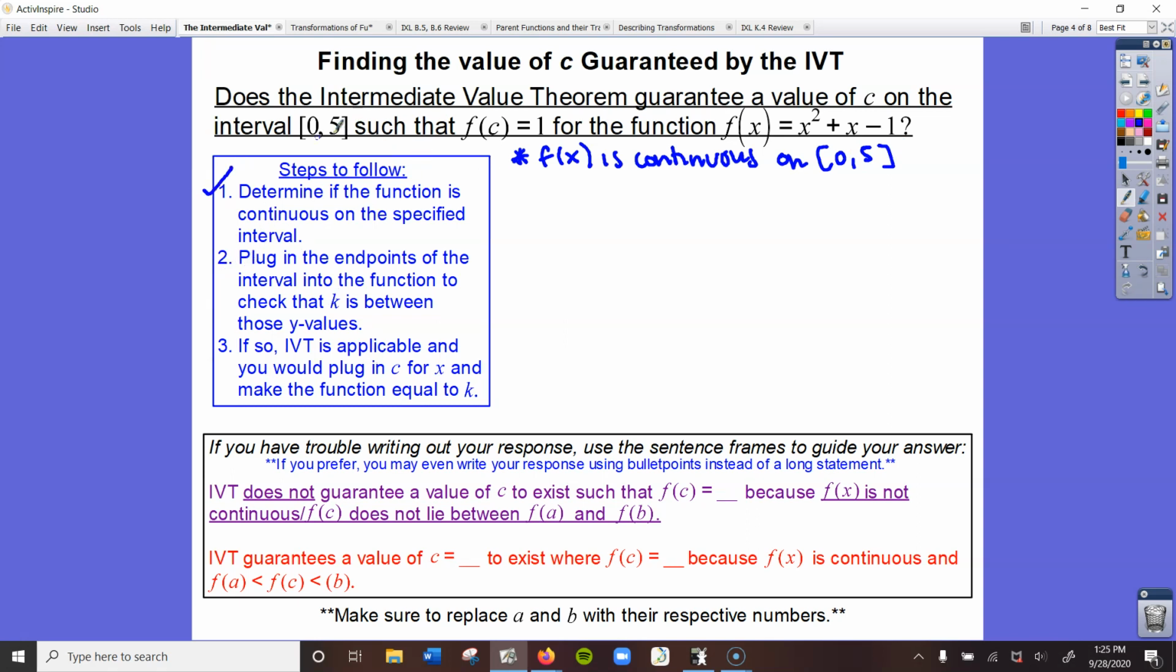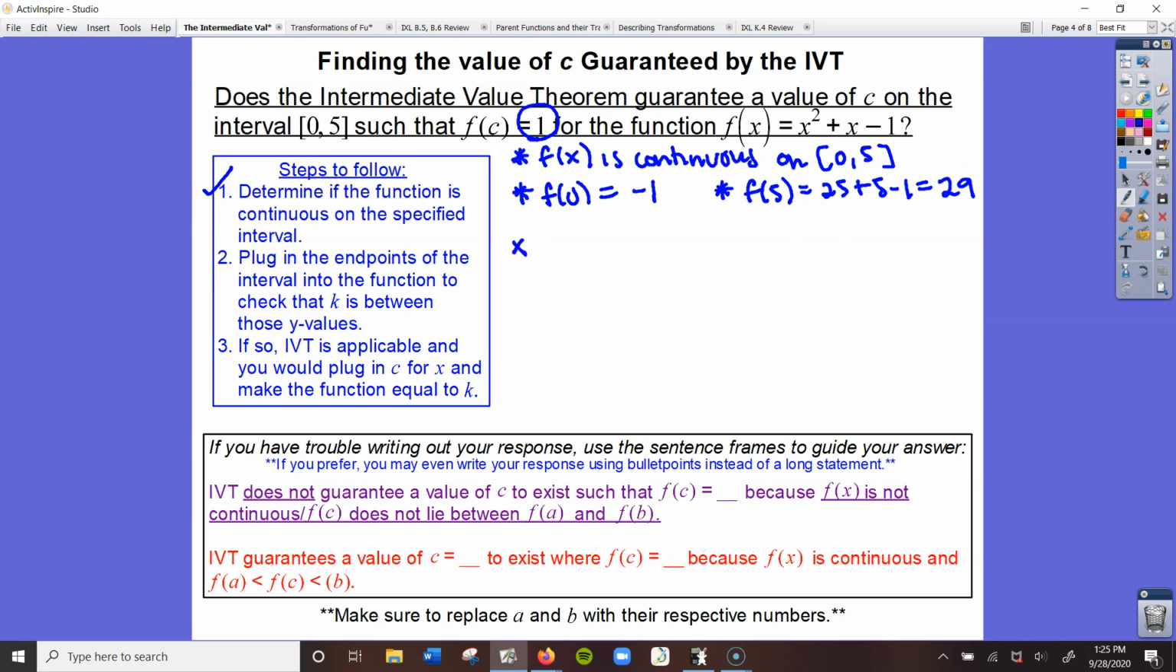Step 2 would be to plug in the endpoints of the interval into the function to check that the k value, which in this case is 1, is between those two y values. So first, we're going to find f of 0, which when you plug it in, you would get 0 squared plus 0 minus 1. So f of 0 is equal to -1. Then we would find f of 5. Now when we plug in 5, we get 5 squared, which is 25, plus 5 minus 1, which is 29. Now our k value, which is 1, is between -1 and 29. So right away, I know that IVT is applicable, and now we can solve for c.